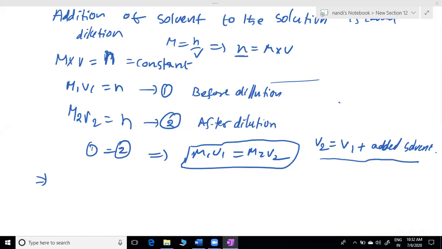Keep in mind, most of the people are making a mistake with V2. What is V2? That's why everyone is making mistakes. V2 is V1 plus the added solvent. Everyone is making the mistake here only. V2 means what we are adding, 200 or 400, that you remember, but we are not considering V1 also. You need to consider V1 also. We are adding to one beaker only, na? That beaker already has 100 ml. Now we are adding 200. Total volume, how much? 300.